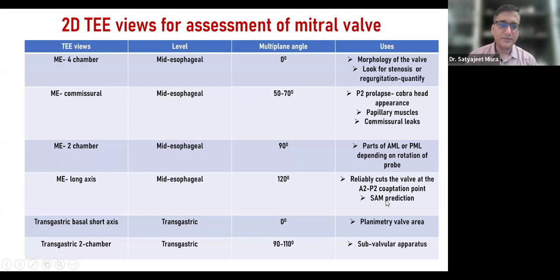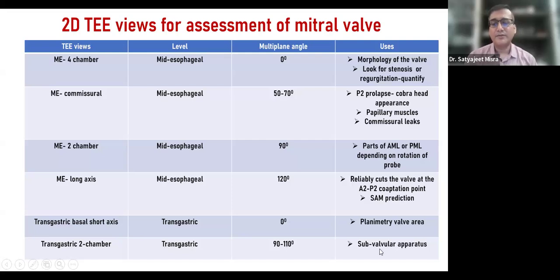So this view is an excellent view for evaluating whether there's going to be a residual SAM after a mitral valve repair. Going on to the transgastric views, we have 2 transgastric views. One is at 0 degrees, and this is a good view if you want to go for a planimetered valve area. And the other one is the transgastric 2-chamber, which is obtained between 90 and 110.